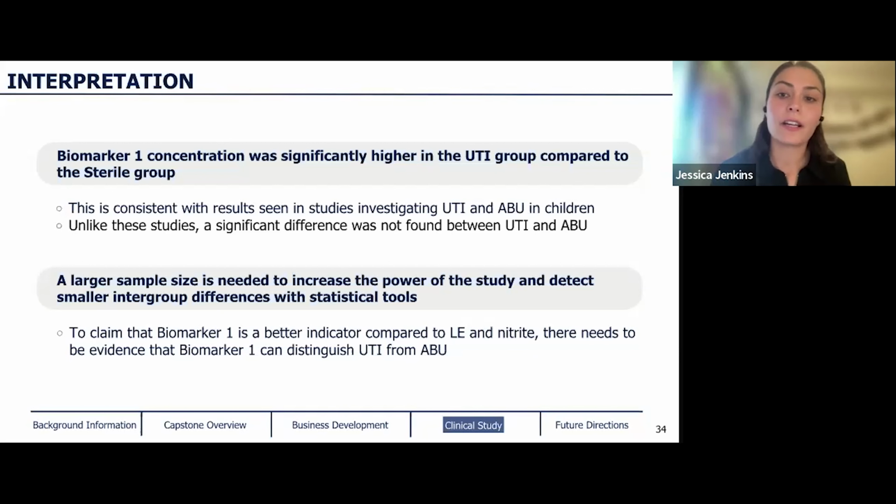This could be explained by our limited sample size. Small sample sizes reduce the power of the study, which limits the ability to detect smaller intergroup differences with statistical tools. We anticipate that more statistically significant results will be more easily detected when we analyze a larger sample size in the future. To be certain that biomarker 1 could serve as a novel UTI diagnostic marker, we would need evidence that this immunoprotein can distinguish between UTI and ABU.